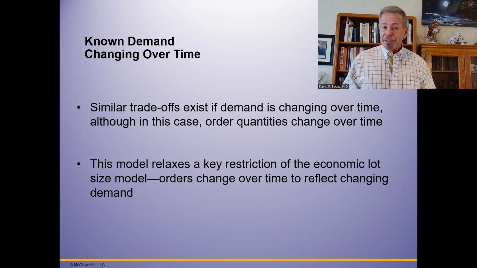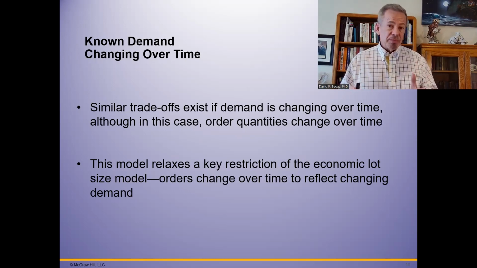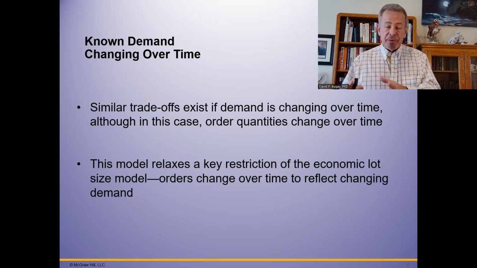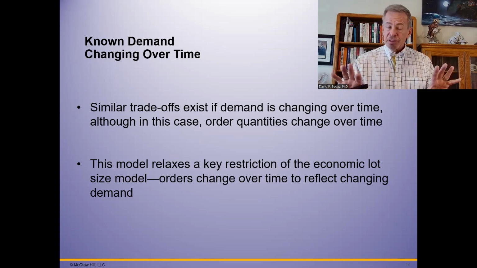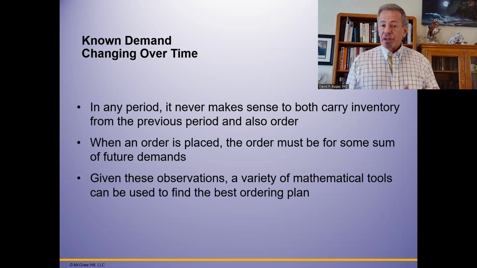If you're going business to business, you'll also have your own business cycle that'll be unique to the industry you're supplying. And if you're supplying a product to multiple different types of industries, you'll have to get the rhythm to know how demand changes over time. This model relaxes the restriction in the economic lot sizes because orders change over time. They're going to reflect demand. So we're looking at this different thing about known demand changing over time.